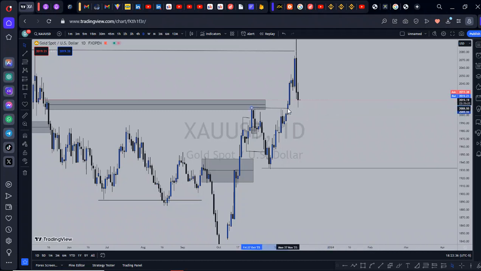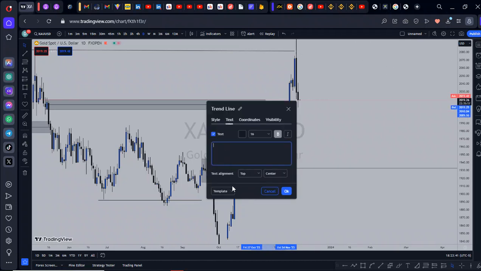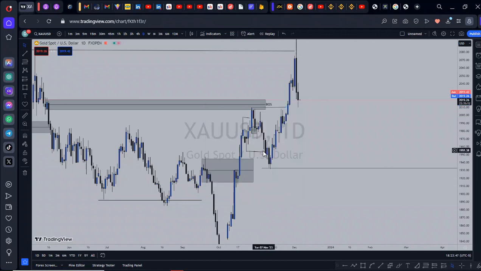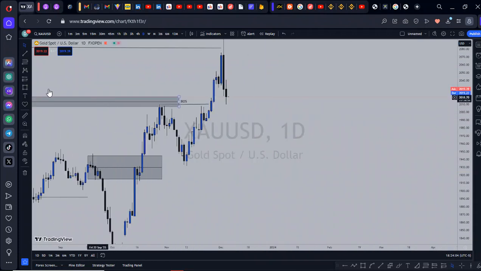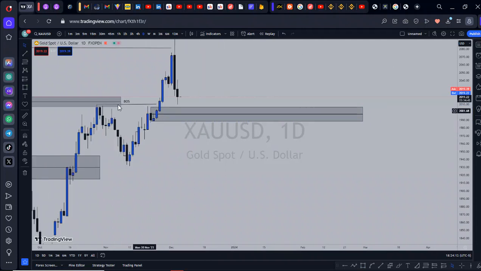So this is the violation, and we label that high as a break of structure, because we have violated, still on a bullish market, that supply zone from which price reacted. So that supply zone is violated. Now, what is responsible for that violation of supply? The only place in which I have inefficiency is right here. Other areas have been filled up. So the supply was violated right here.